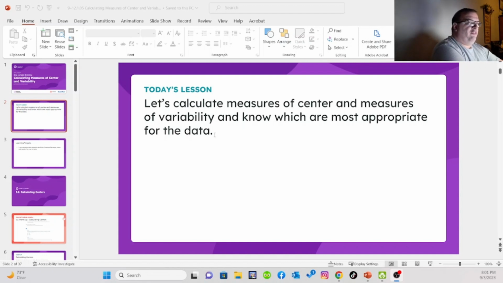Okay, we have mean and median. We need to know when to use which one. And we also have interquartile range and mean absolute deviation, and we need to know when it's appropriate to use each of those. Your end of unit test is going to require that you understand which one you should use in what scenarios.